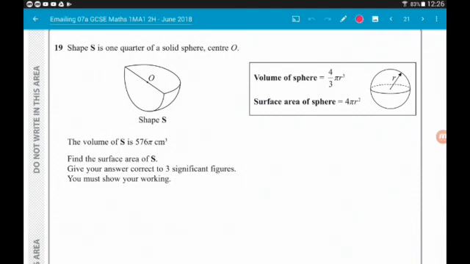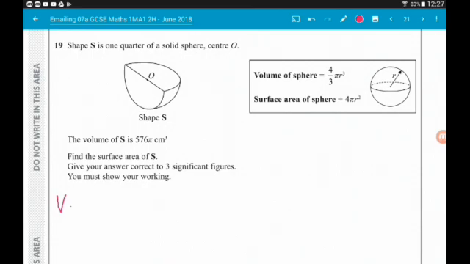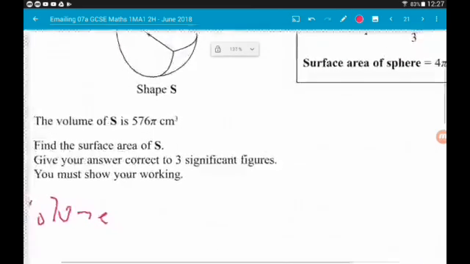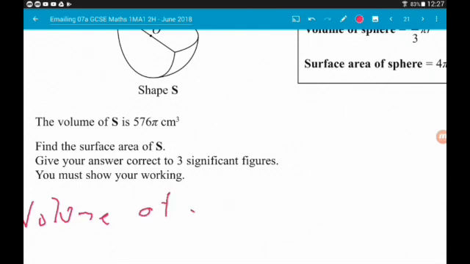So, with a question like this, where do you begin? Well, we know the volume of shape S, so that's probably going to be important. Shape S is a quarter of a sphere. What we're going to need to work out here is the radius of the sphere. So, the first thing we need is the volume of the whole sphere. Remember, S is a quarter of a sphere. So, the volume of the whole sphere, because S is a quarter of a sphere, we're going to multiply its volume by 4.